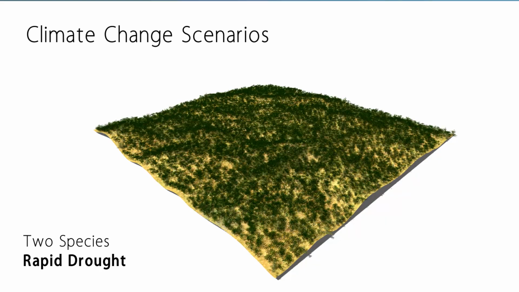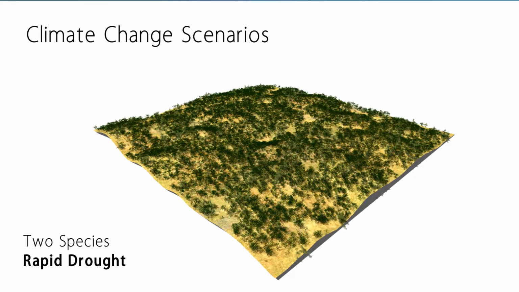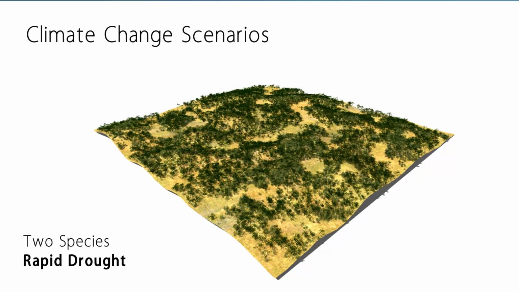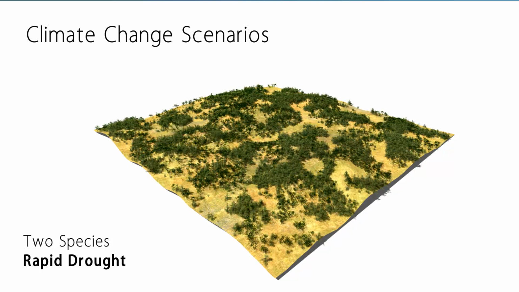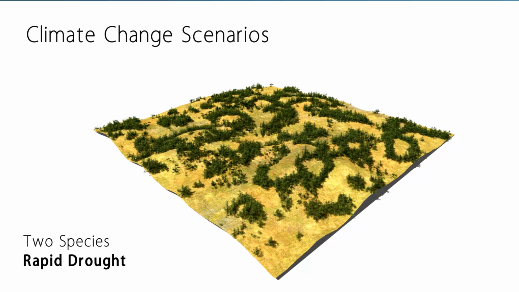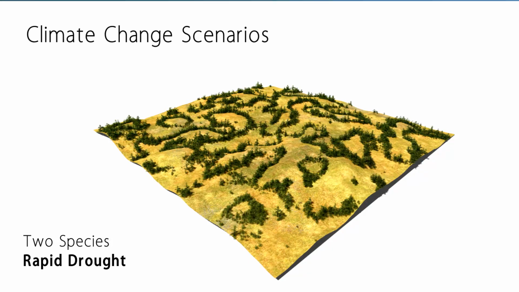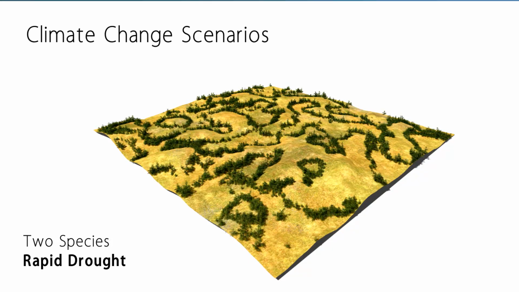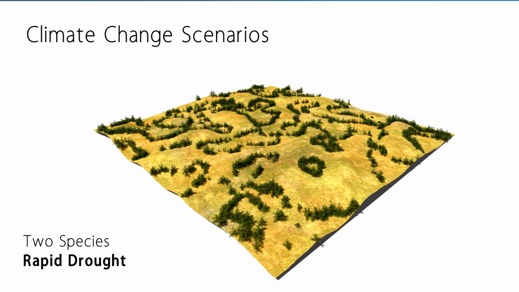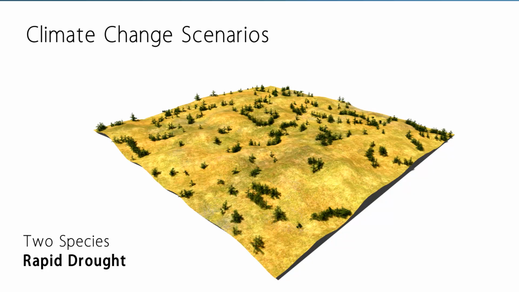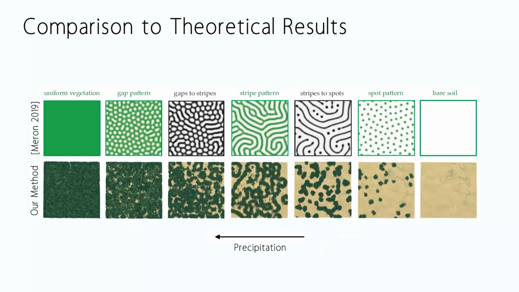By placing multiple plant species in a scene, complex competition and cooperation interactions may emerge during the simulation. In this scenario, the more drought-resistant pine trees form stripe-like vegetation patterns as the drought eliminates the shrub species. Our simulation results not only produce interesting patterns, but also conform to theoretical results discussed in ecology research.